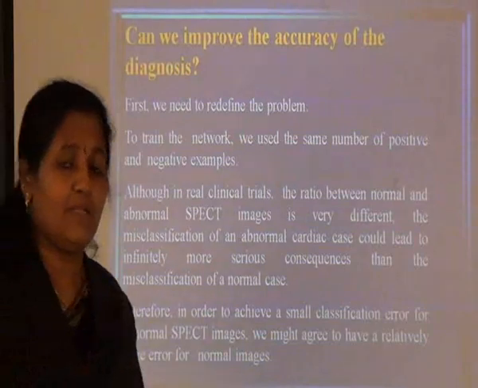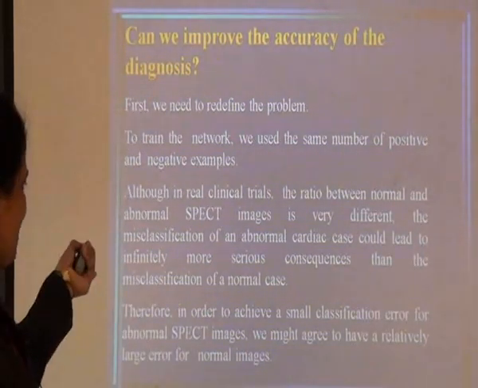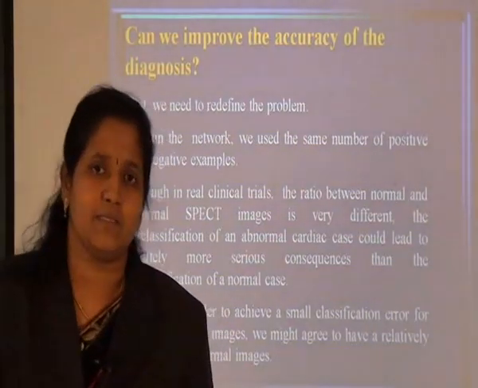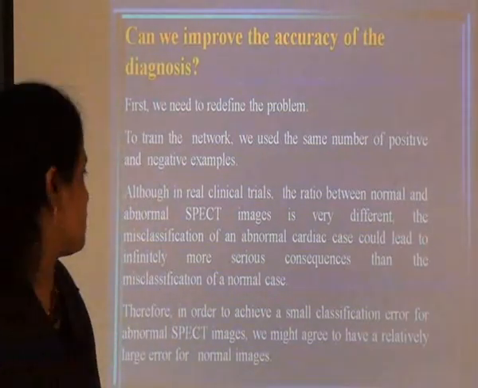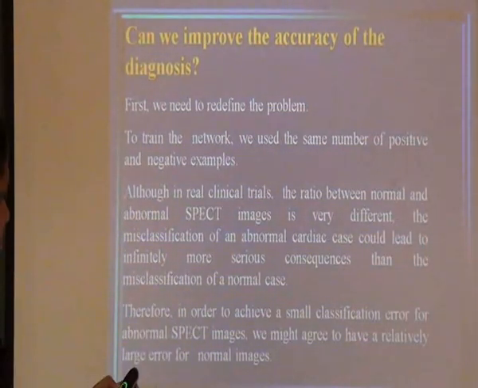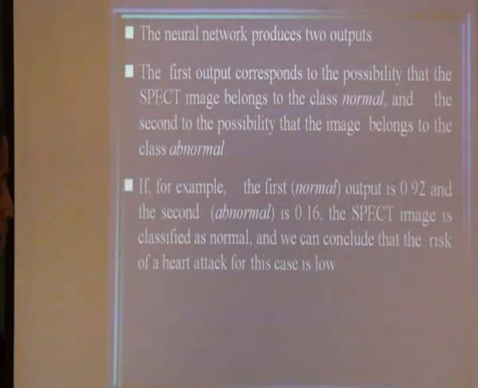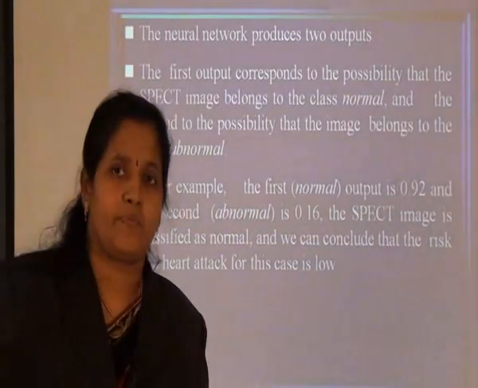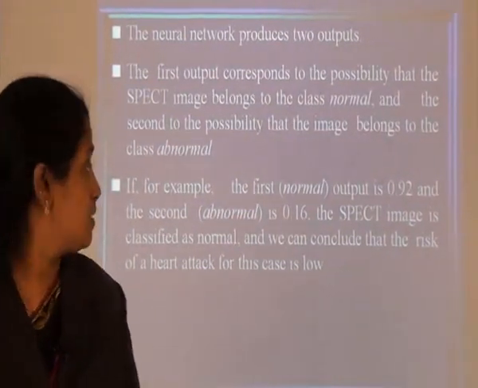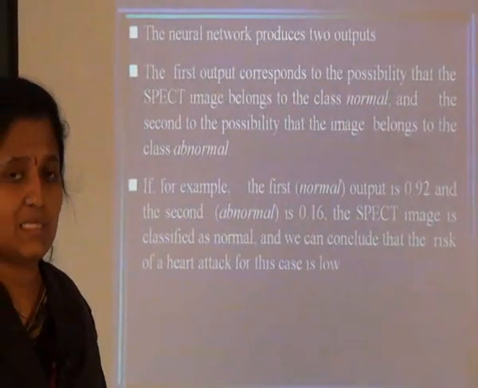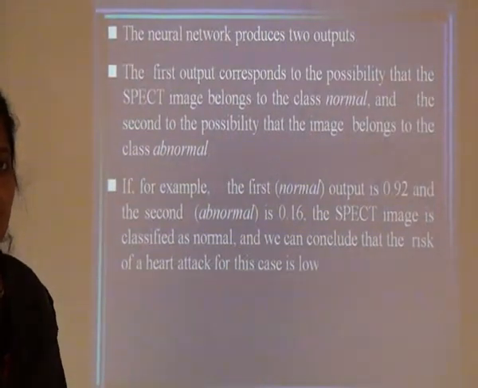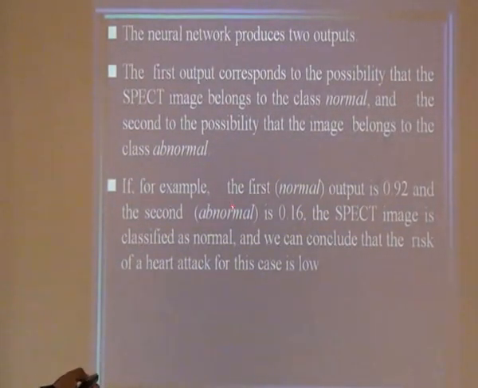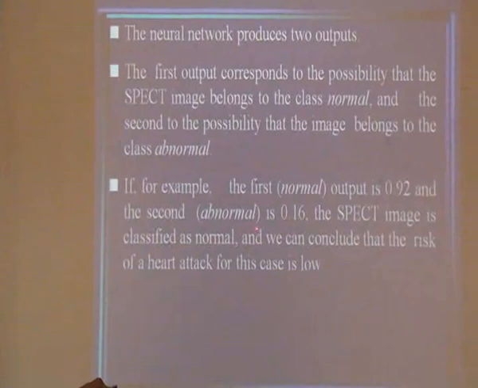Suppose in the medical field there is an image called a SPECT image. It is a cardiac image, and by seeing the image the system should say whether it is normal or abnormal. So how can this be done? Let us assume that the neural network has two outputs, one class normal and another class abnormal. Suppose you give the input, and the normal output is 0.92 and the abnormal output is 0.16.